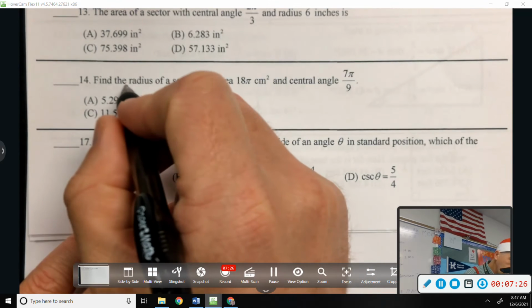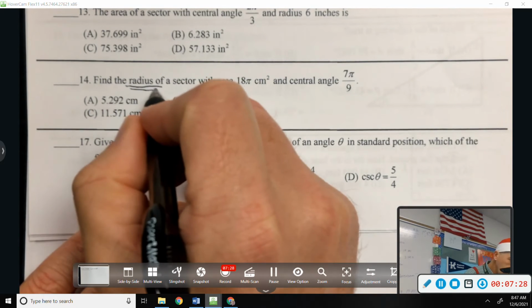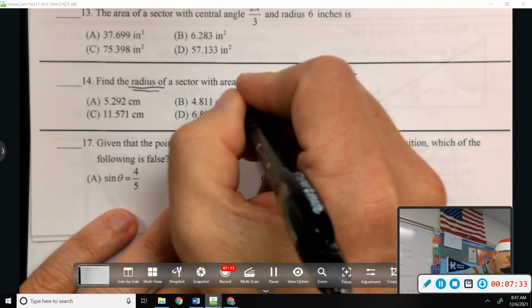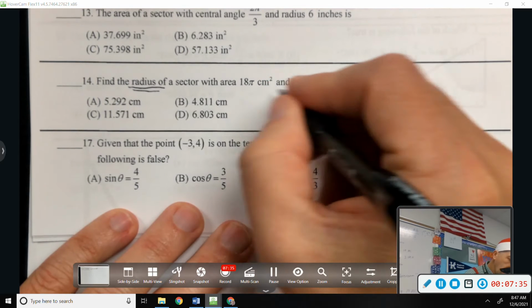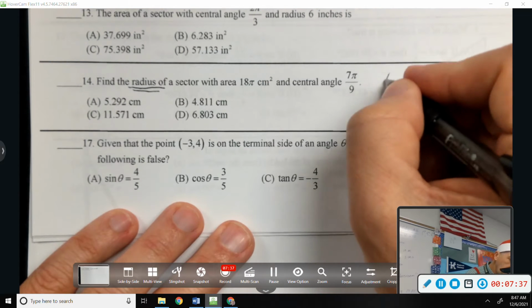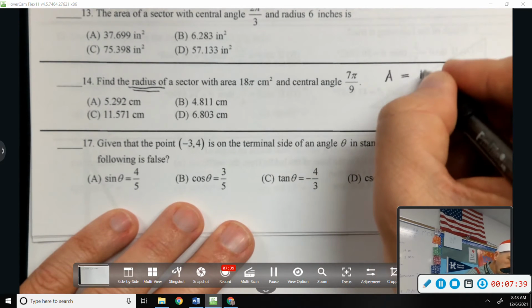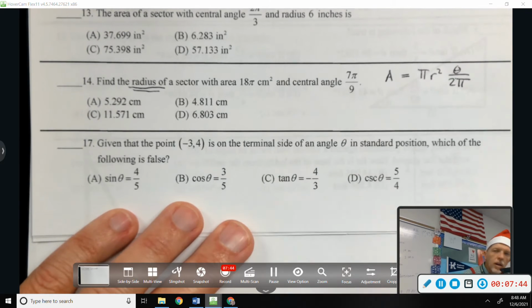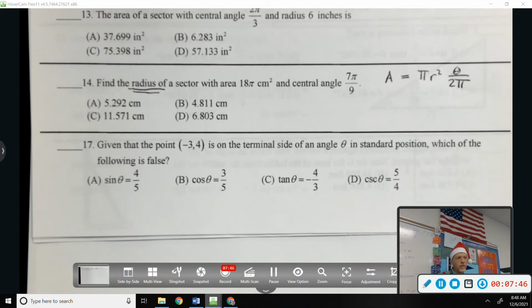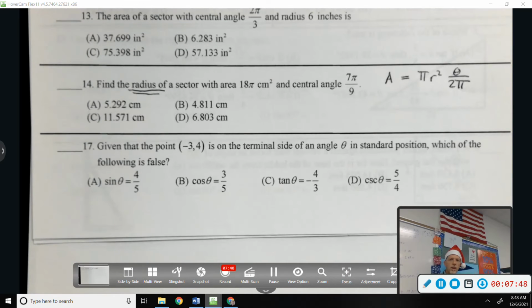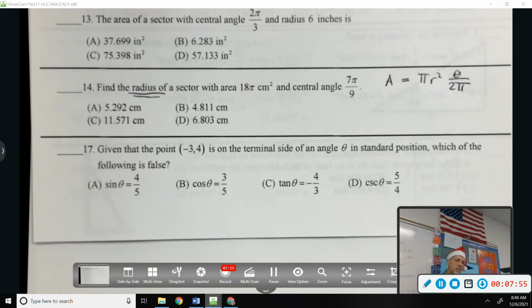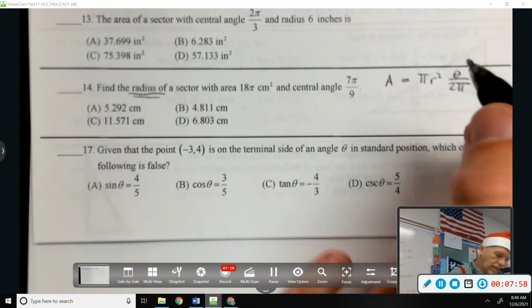Find the radius. Oh, this is going to be a backwards type problem of a sector with area 18 pi, central angle 7 pi over 9. Okay, well, let's just back up and do the area formula. So pi r squared is the full area, times angle over 2 pi would get us the sector area.